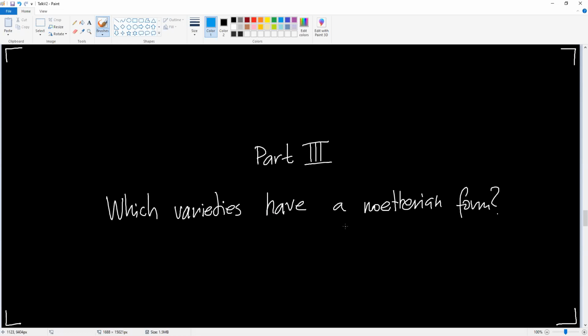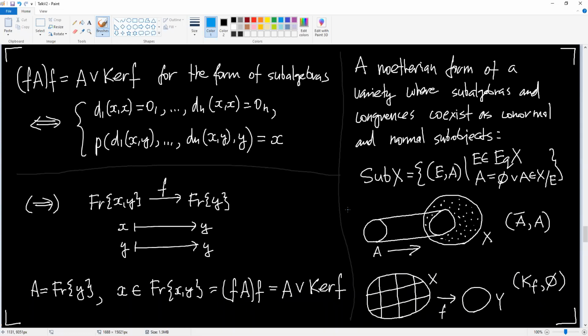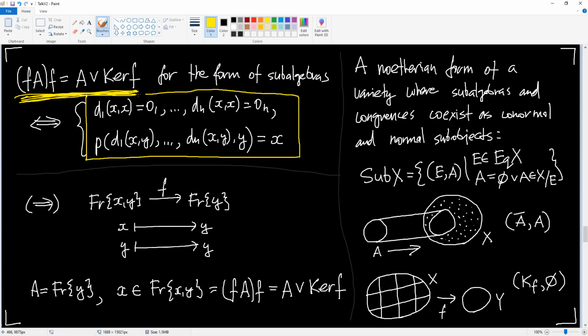So which varieties have a Noetherian form? Okay, so I'll make a remark here that this formula alone gives this Mal'tsev condition for a variety, but this is when we require this formula for the form of subalgebras. So it turns out to be equivalent to that. This Mal'tsev condition is a Mal'tsev condition for protomodular varieties in the sense of Dominique Bourn, and the Mal'tsev condition was found by Dominique Bourn and George Janelidze, my father.